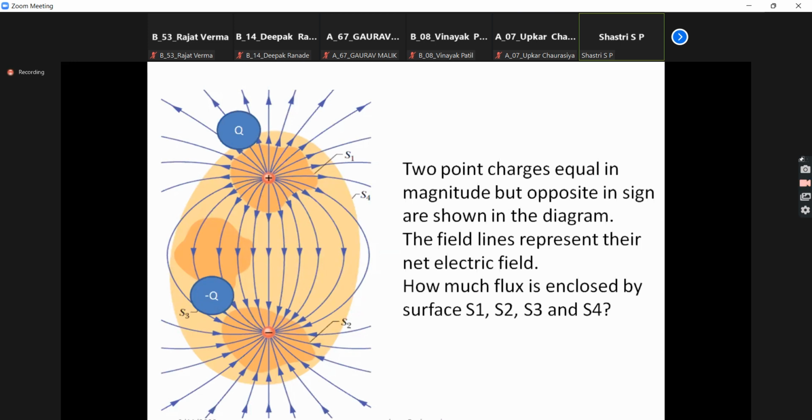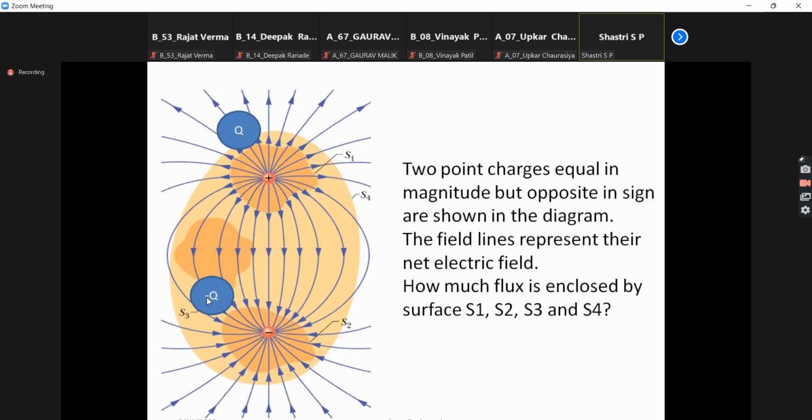You have to stick to the definition only. The amount of flux leaving the closed surface will be equal to the amount of charge present inside. So if I consider that this is the charge plus Q present inside it, of course the flux leaving this S1 will be Q. The same is true for S2, and it will be minus Q there. And if this is S3, this surface.